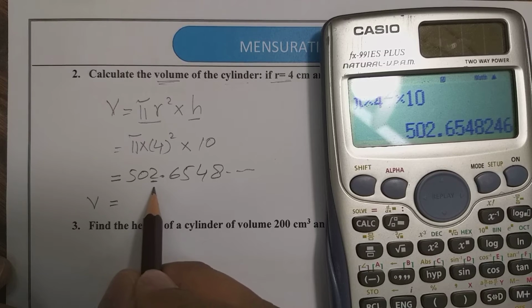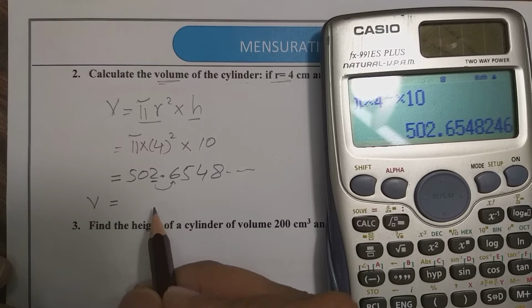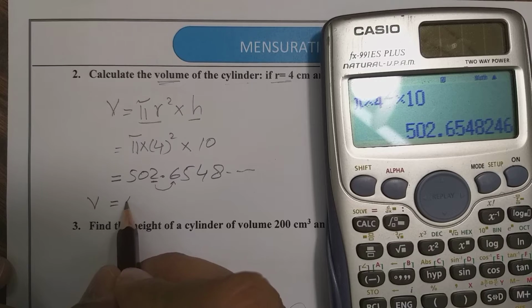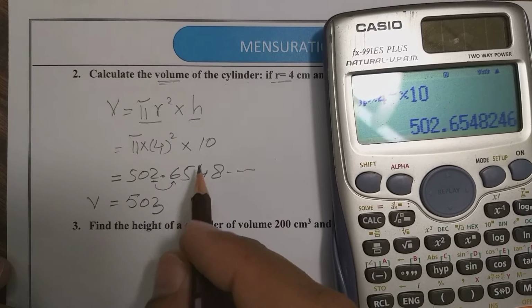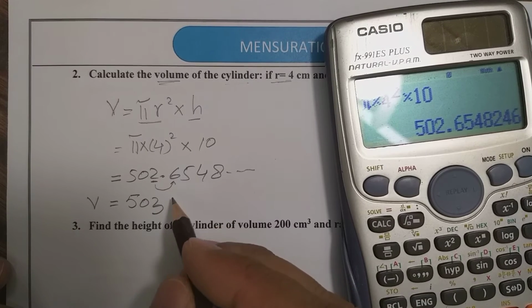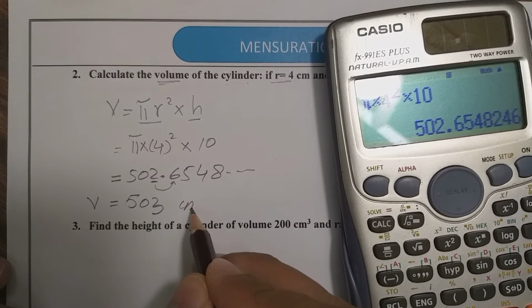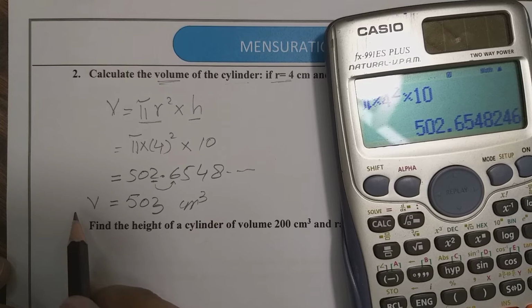Now I'm writing the volume to 3 significant figures. This is the third significant figure. From here I check the next number, which is 5 or more, so I round up the last digit to 3, giving 502.65 rounded. Because volume is in cubic units, write cubic centimeter.